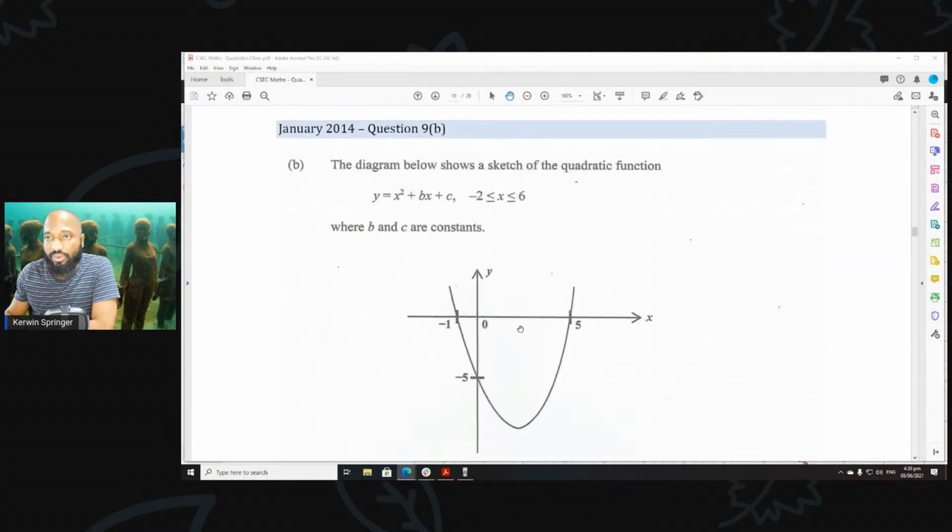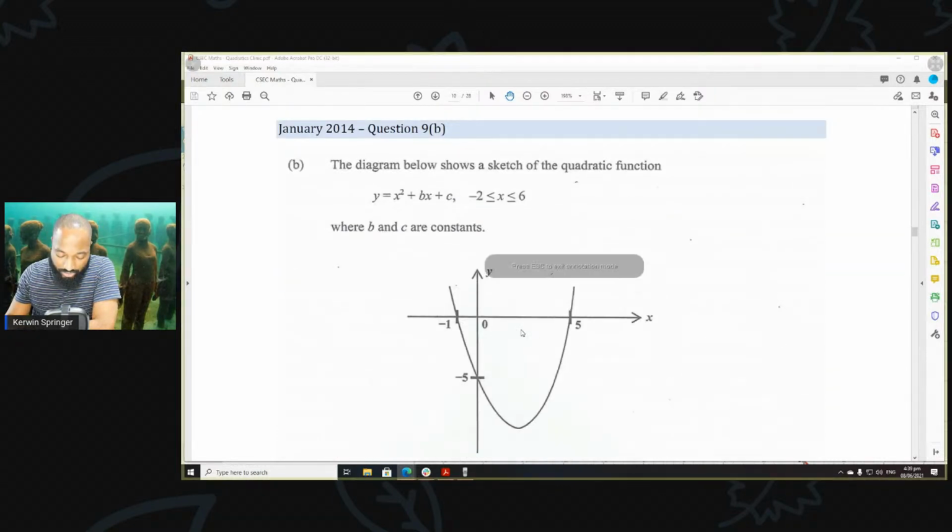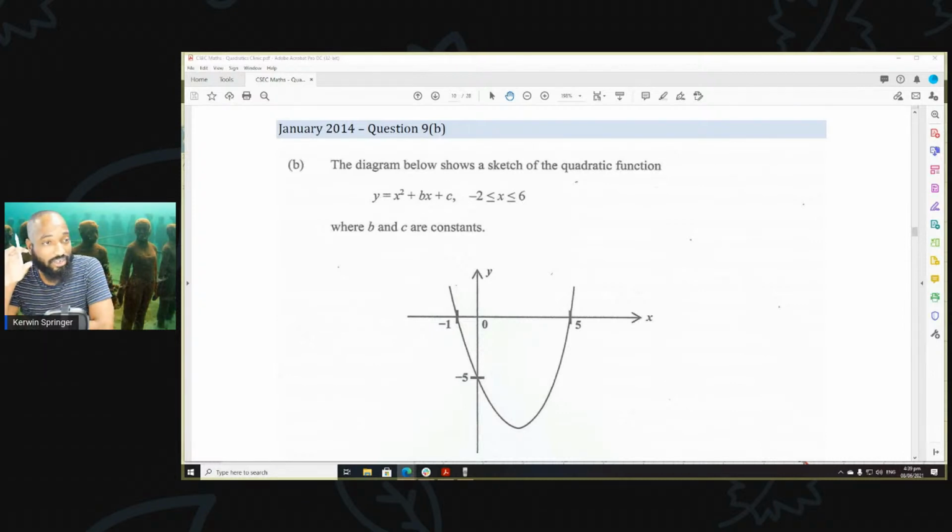All right, January 2014, we reached 2014 now. The diagram below shows this, where B and C are constants. Where's B and C? Oh, that and that. Wow, this question has a different look.